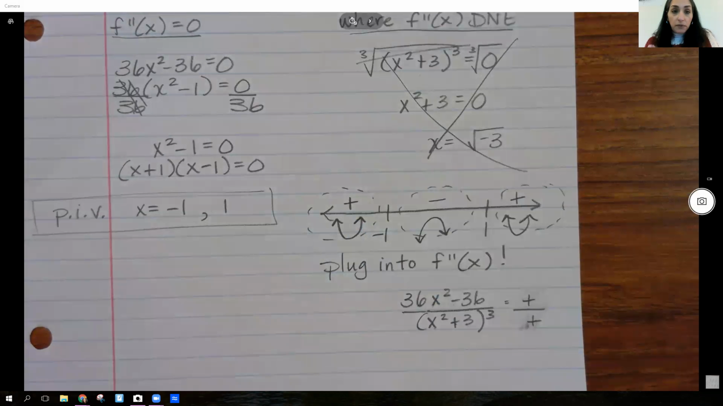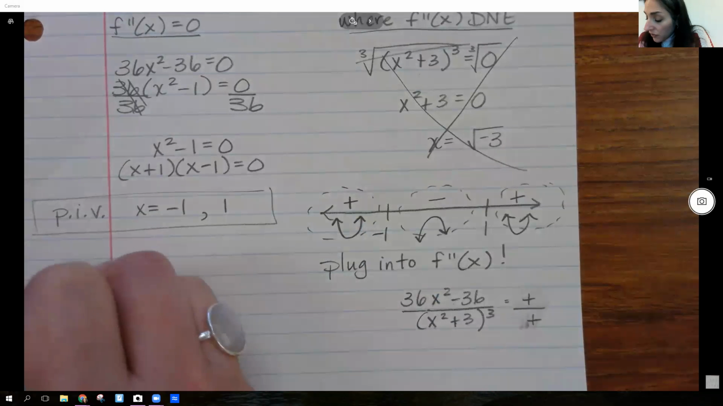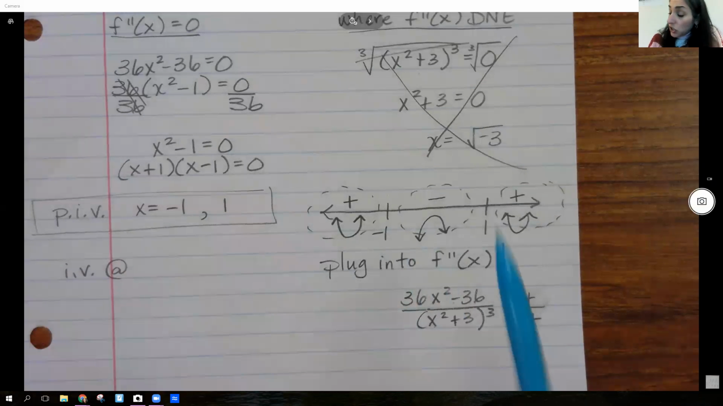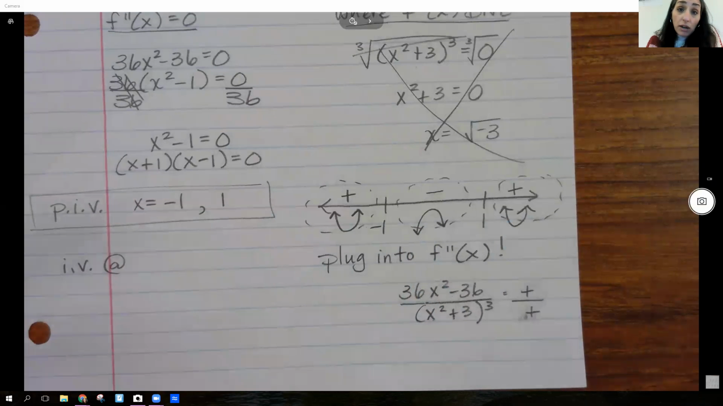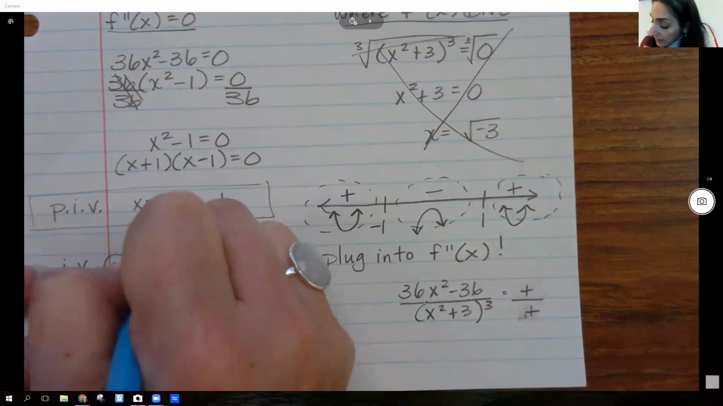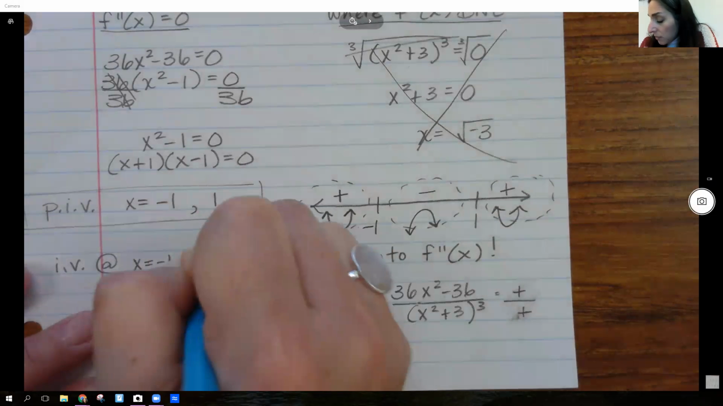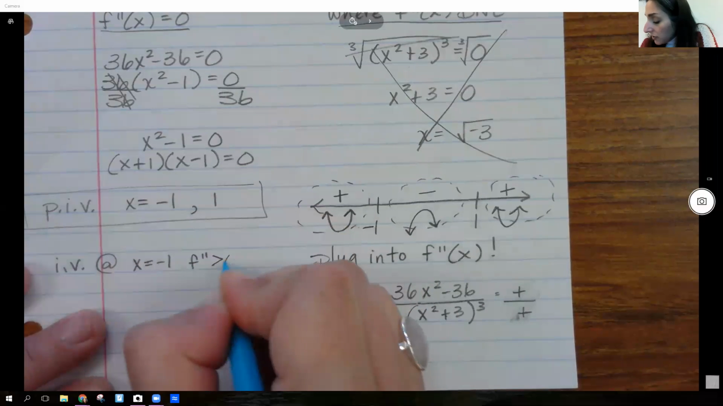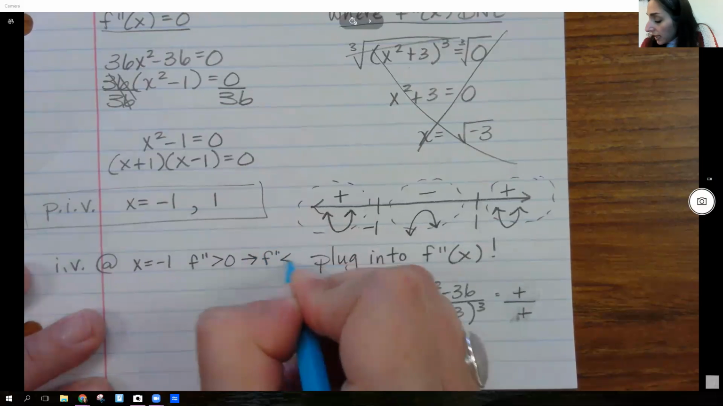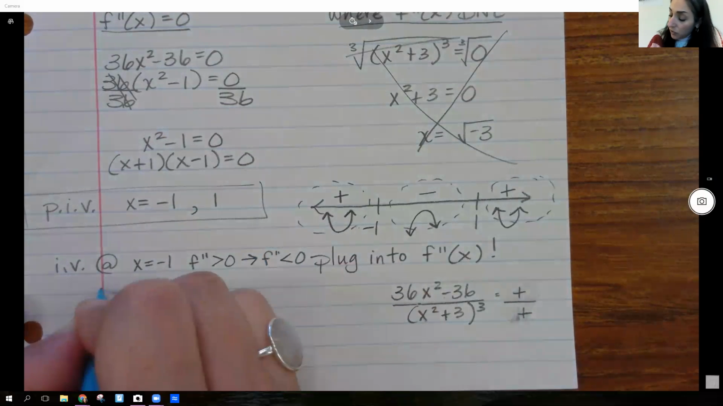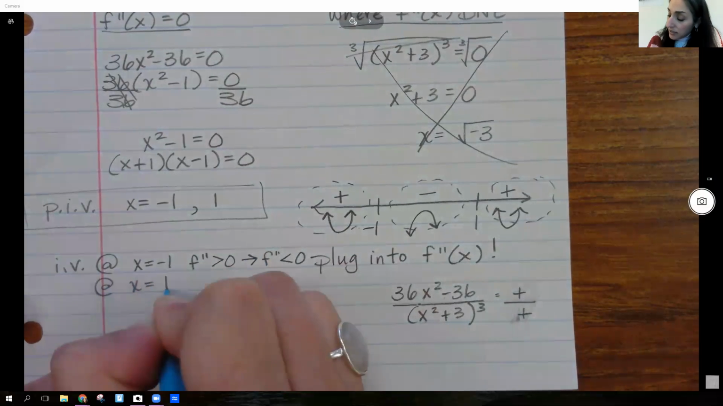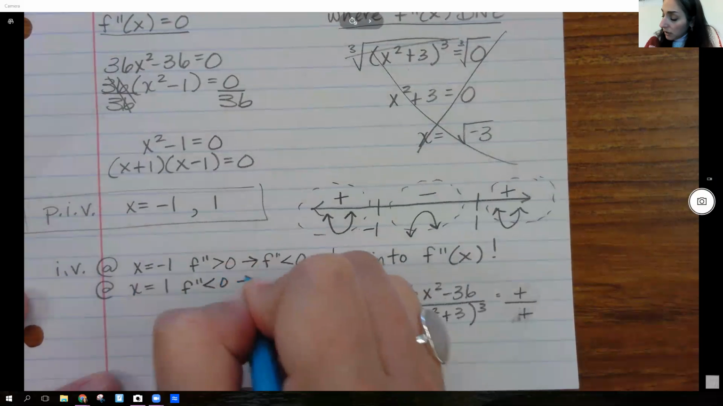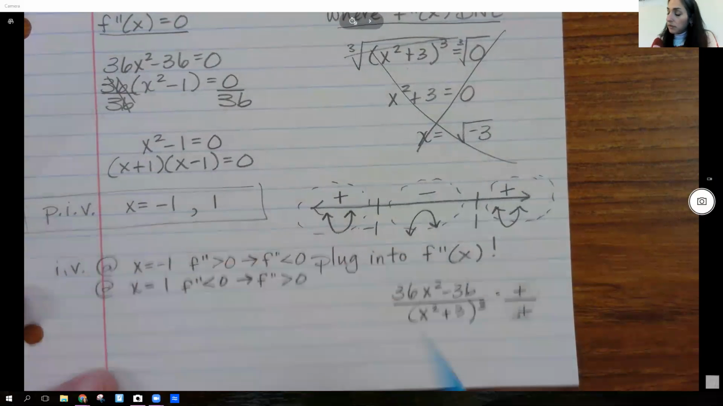So our actual inflection values are going to be at, well, wherever it changes concavity, and it's changing at both of them. So at x equals -1, why? Because the second derivative goes from positive to negative, and you are at +1 because the second derivative goes from negative to positive.